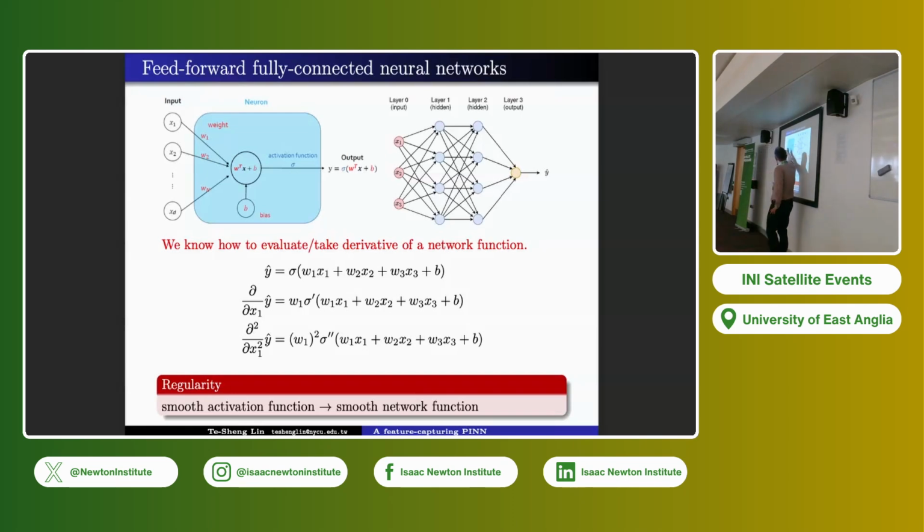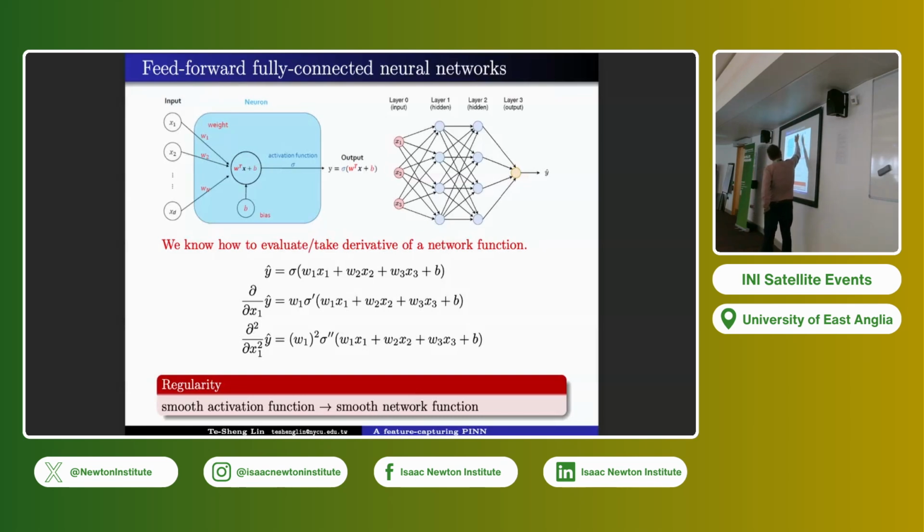So the output of this single neuron will be W transpose x plus b, where W is the vector from W1 to WD. You are essentially doing the inner product between this vector and that vector and adding a B, and passing it to the activation function sigma here to give you a single output. Okay, so that's how it works in one single neuron.